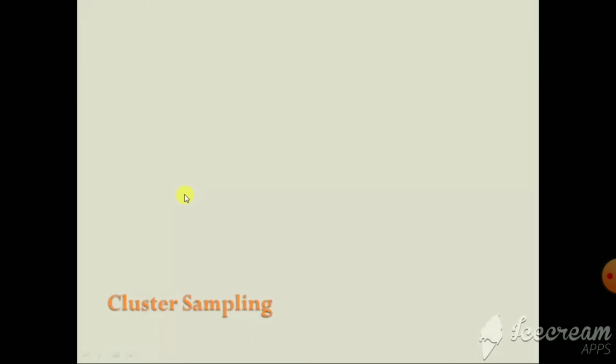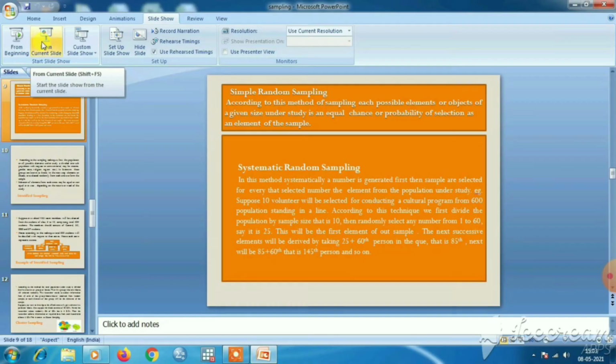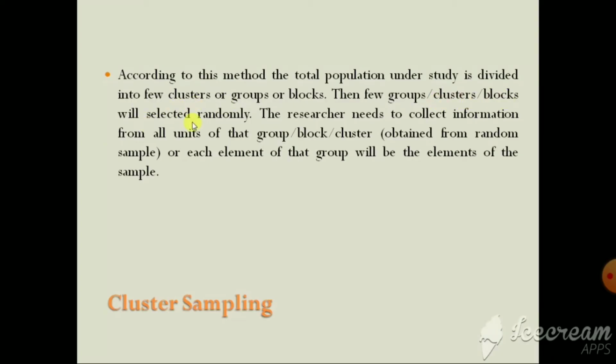Now cluster sampling. According to this method, the total population under study is divided into a few clusters or groups or blocks. Then a few groups, clusters, or blocks will be selected randomly. The researcher needs to collect information from all units of that group, block, or cluster obtained from the random sample, or each element of that group will be an element of the sample.